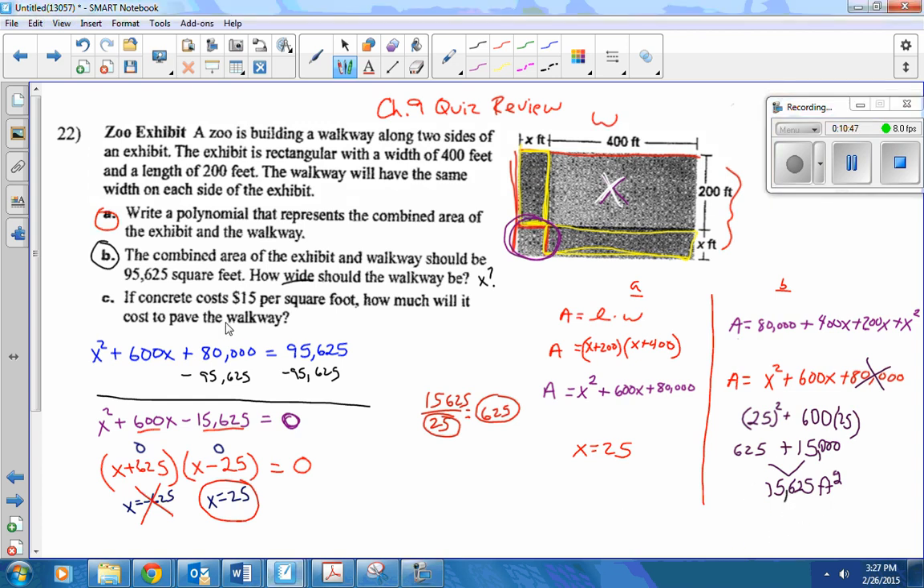If I want to find the cost at $15 a square foot, that means I have to take that whole 15,625 and multiply it times 15, and that'll give me my solution, which is a pretty hefty price. It's over $200,000: 234,375. There you go.